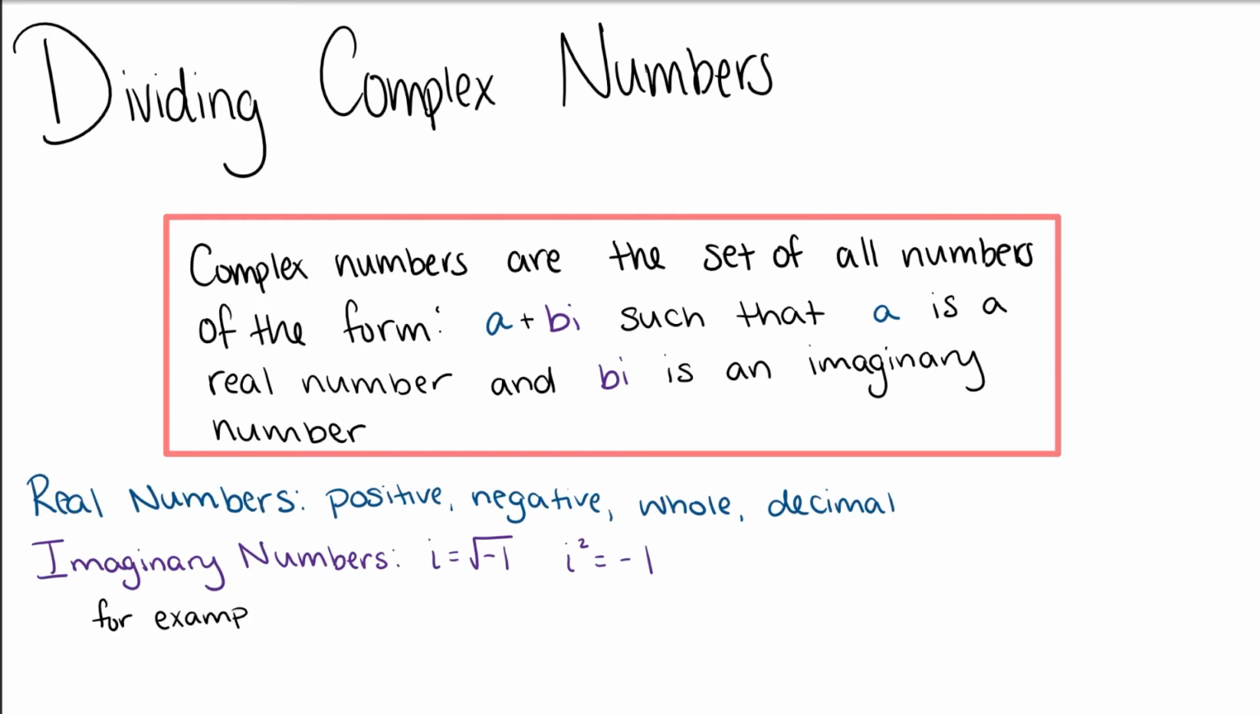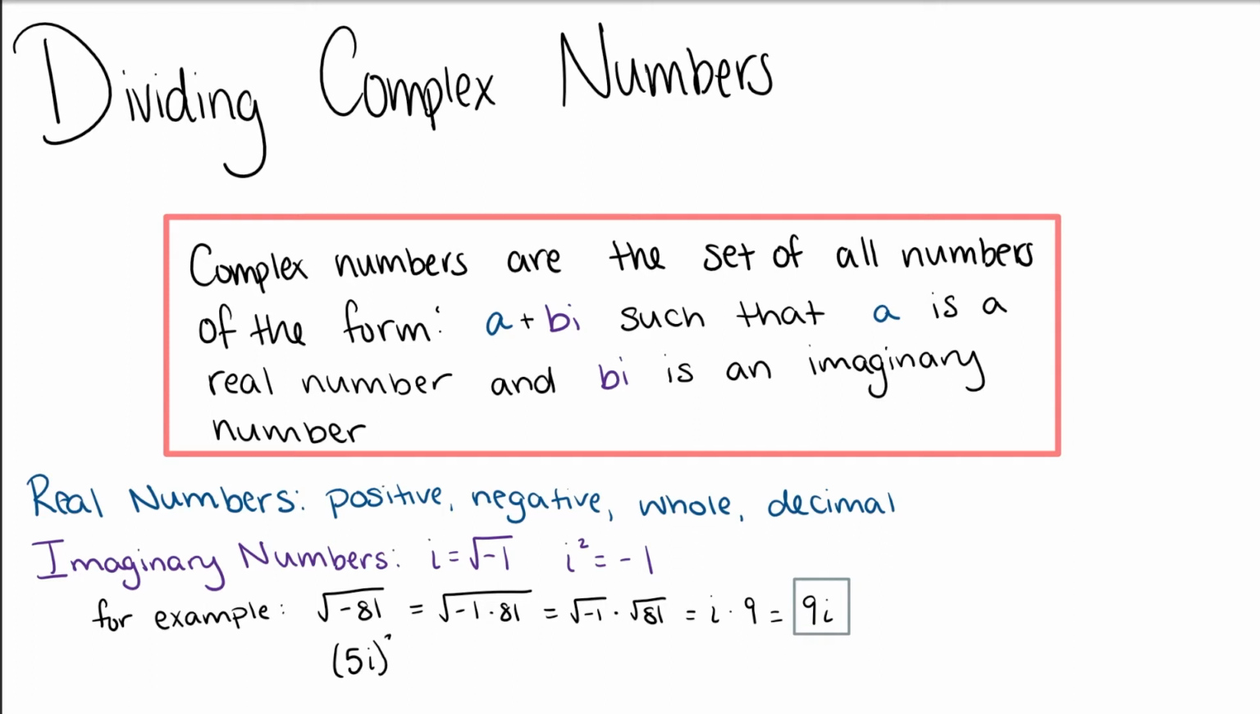For example, say we have the square root of -81. Well, this is equal to the square root of -1 times 81. We can break this apart into the square root of -1 times the square root of 81. We just said the square root of -1 is equal to i, and the square root of 81 is equal to 9, so this is equal to 9i.